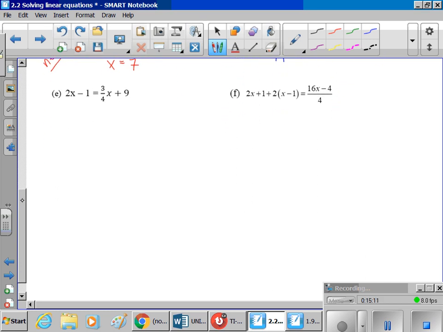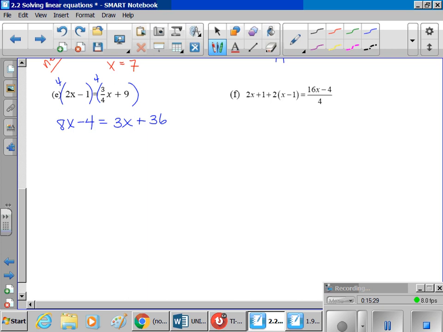Last two. So again, if you want to multiply through by that 4 first, you can do that. And that will get rid of the fraction right away. So you get 8x minus 4 is equal to 3x plus 36. I'm sorry, yeah, that's right. Okay, the 4's cancel, that's right.